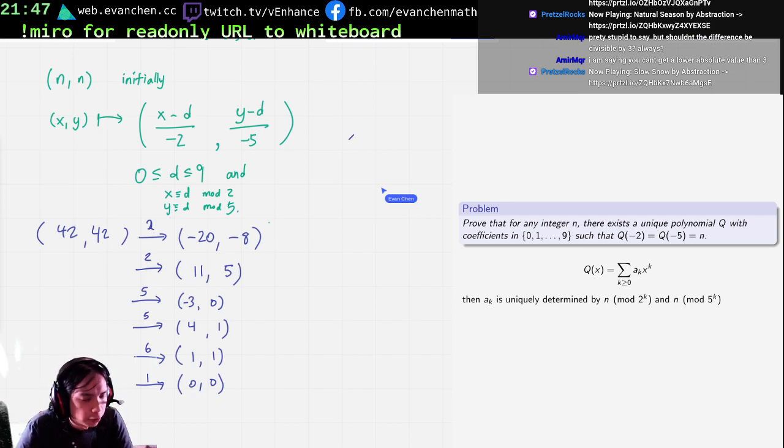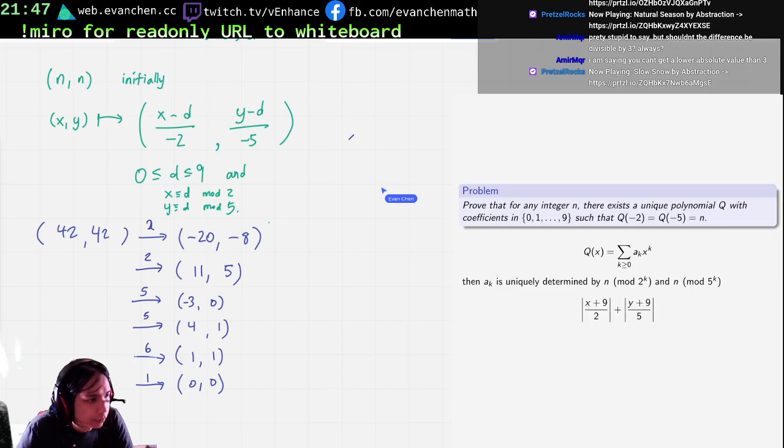So the new fraction has absolute value at most |x plus 9|/2 plus |y plus 9|/5 in the worst case. And I want conditions on which this thing will be less than |x| plus |y|. Maybe I shouldn't sort it that way. Should I sort it by y? I feel like y is better to sort by. Okay, I'm going to first claim that the absolute value of the y value keeps decreasing until a certain point.